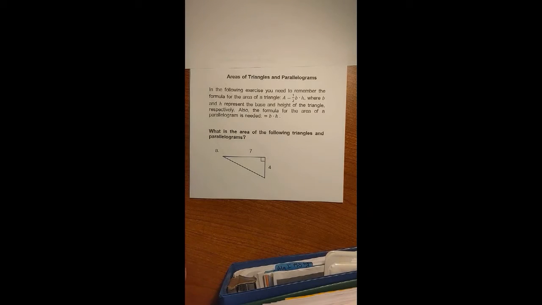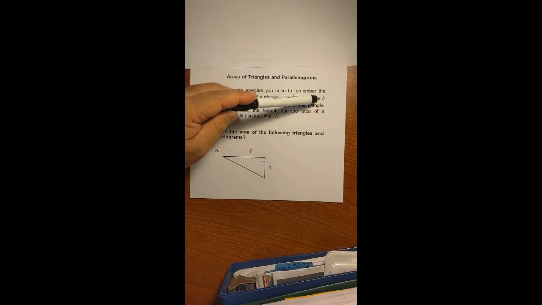Okay? So the first thing that we need to remember to calculate areas of triangles and parallelograms are the formulas. So what is the formula to calculate the area of a triangle? It's this one right here. As you may know, the area is 1/2 times b times h, where b and h represent the base and the height of the triangle. In the very same way, the formula for the area of a parallelogram is very similar. It's namely b times h, where b and h represent the base and the height of the parallelogram.